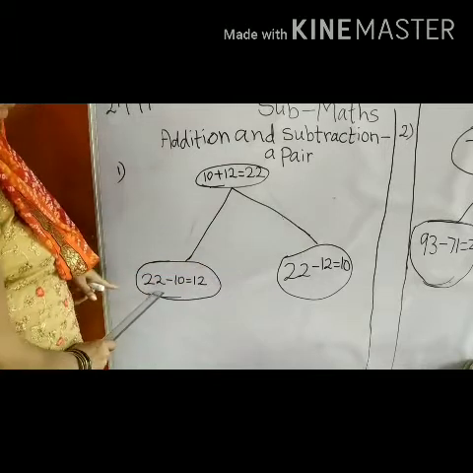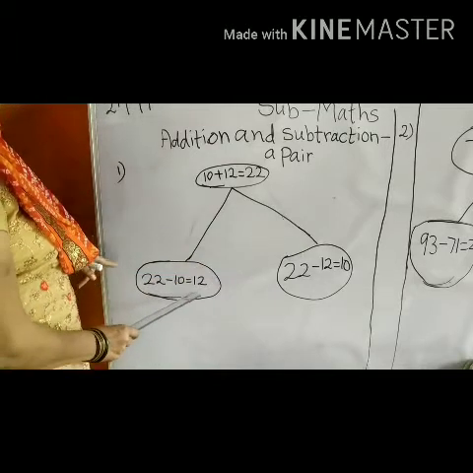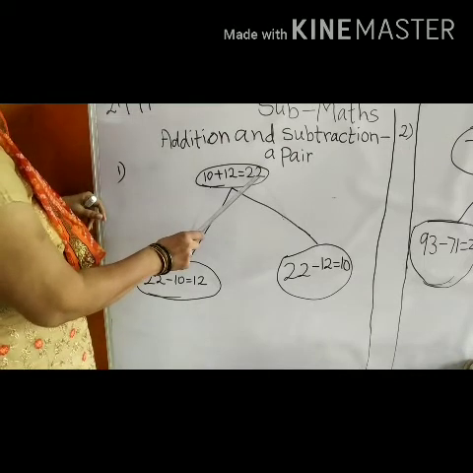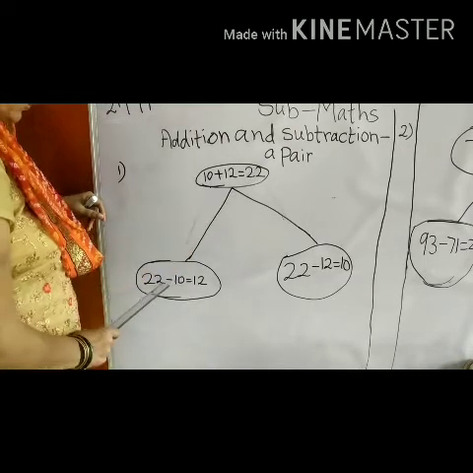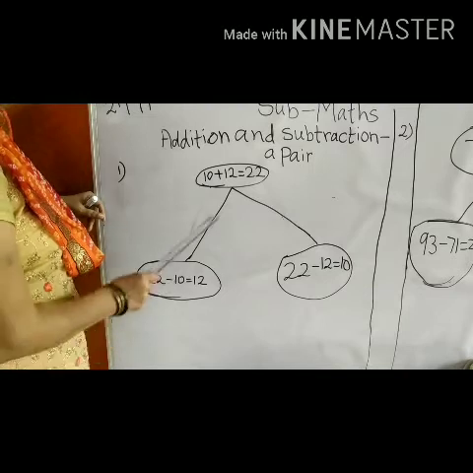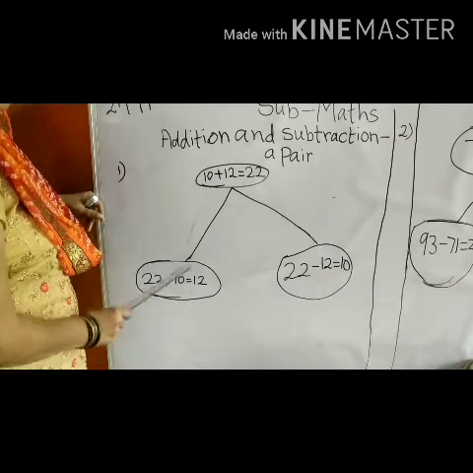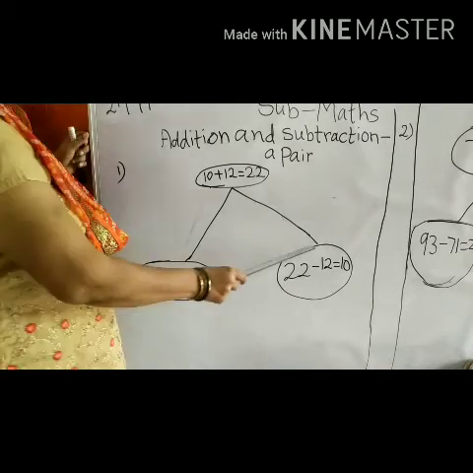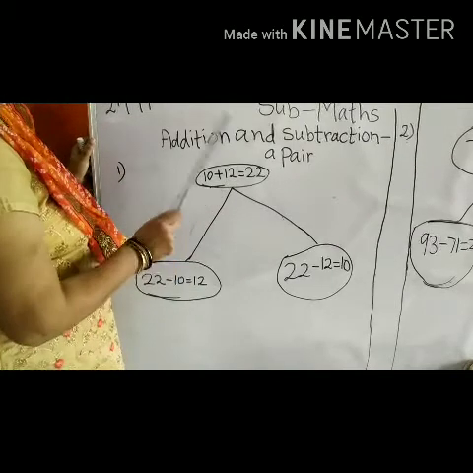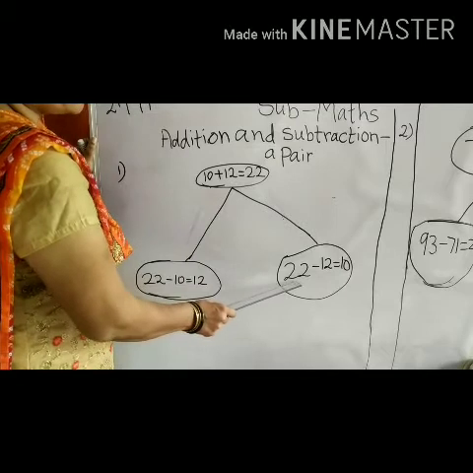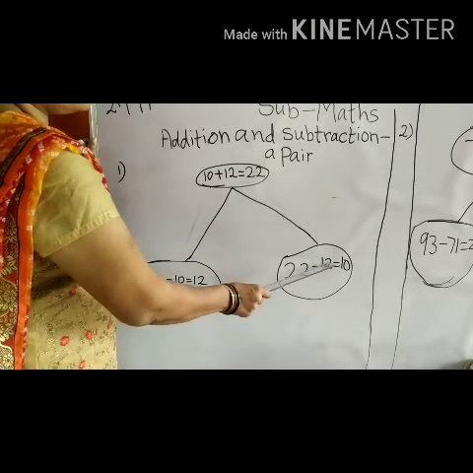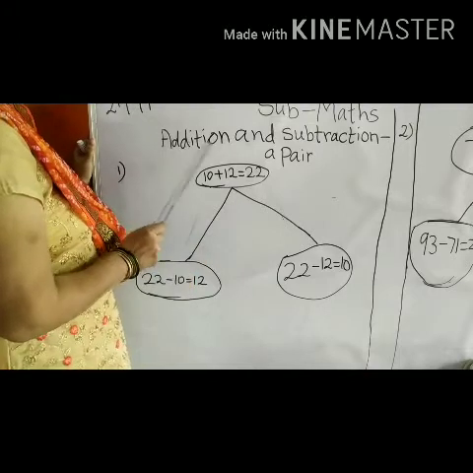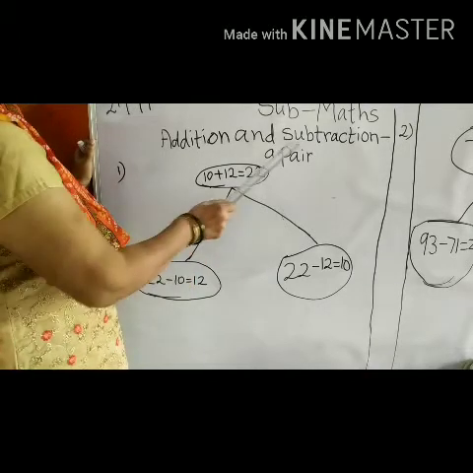Before, what we did was 22 minus 10. Isn't it? Here what is given? 10 plus 12 is equal to 22. So 22 minus 10. See, 10 is over here. So what answer are we getting? 12. Same way you have to do with the other number also. Now what is left? 12 is left. So what are you going to do? 22 minus 12. What answer are you getting? 10. In this way, you are going to do addition and subtractions.